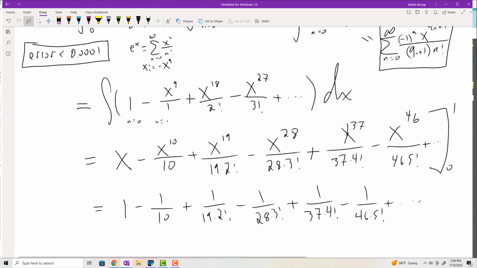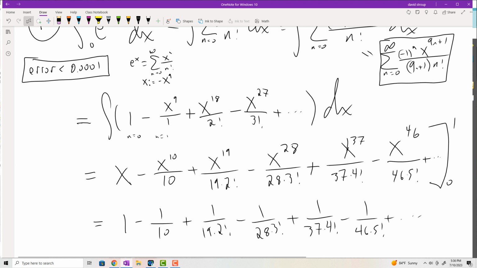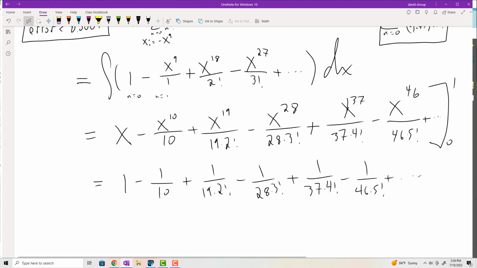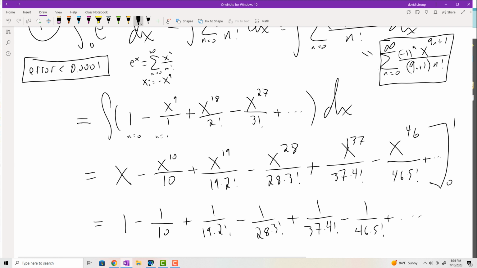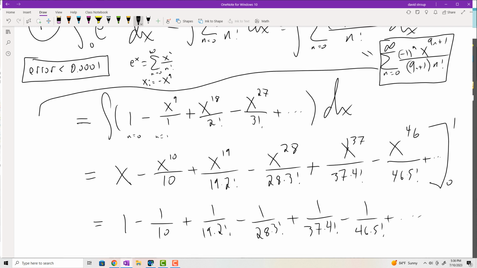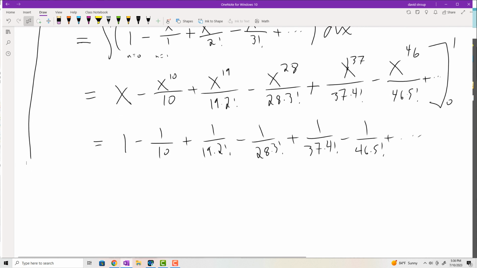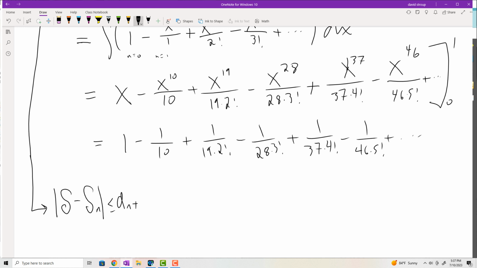Now I need to get that approximation such that the error is less than 0.001. In order to pull that off, I'm going to take the summation formula here. And I note from the estimation theorem, s minus s sub n is always less than or equal to the next term in the series. Just the positive portion of it.